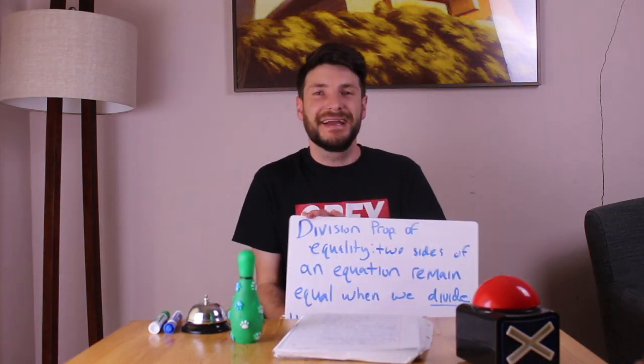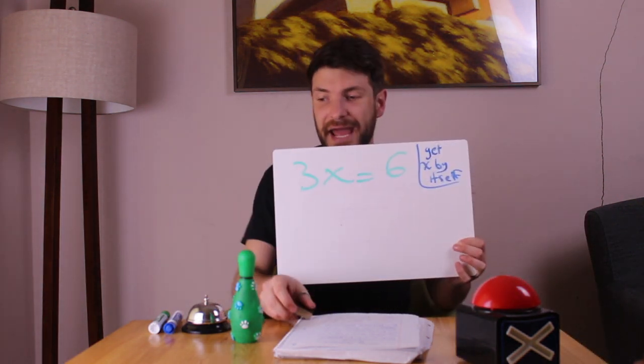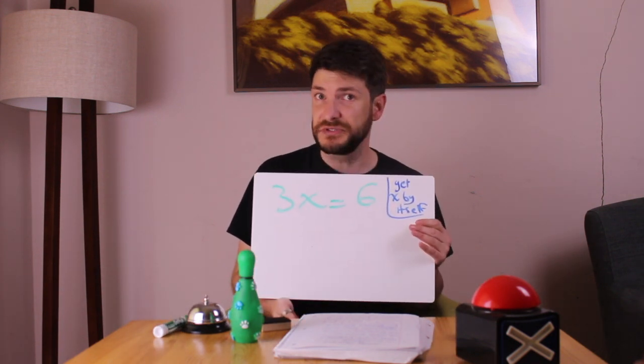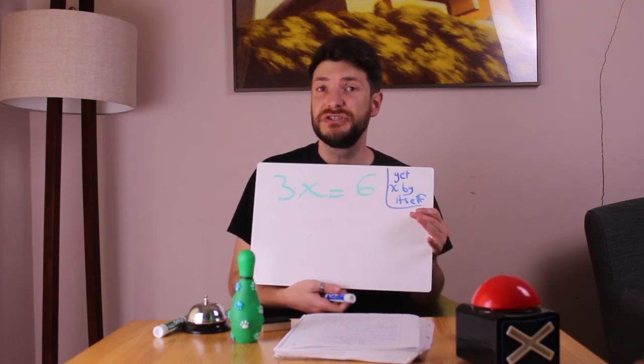Alright, so as I was saying, we want to use the division property of equality to balance out our equation. So remember, our goal is to get x by itself. So right now we have 3 times x equals 6. I know you can solve it in your head, but I want you to be able to show me on paper how to solve it. So if 3 times x is 6, that's x times 3.